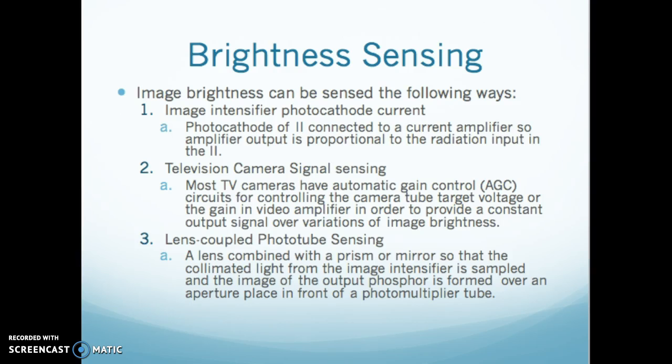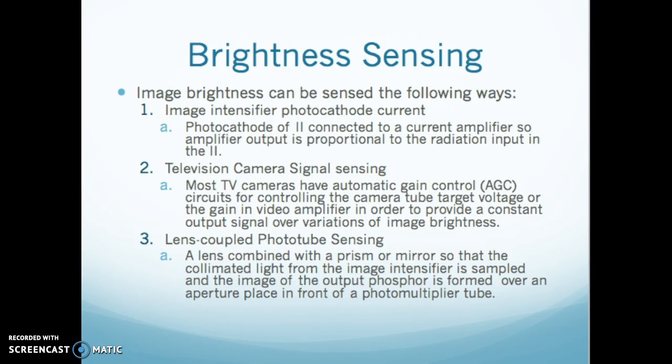So brightness sensing. It can be sensed in 3 different ways. So the image intensifier photocathode current. So the photocathode of the II connects to the current amplifier, so amplifier output is proportional to the radiation input of the II. Number 2, the television camera signal sensing.